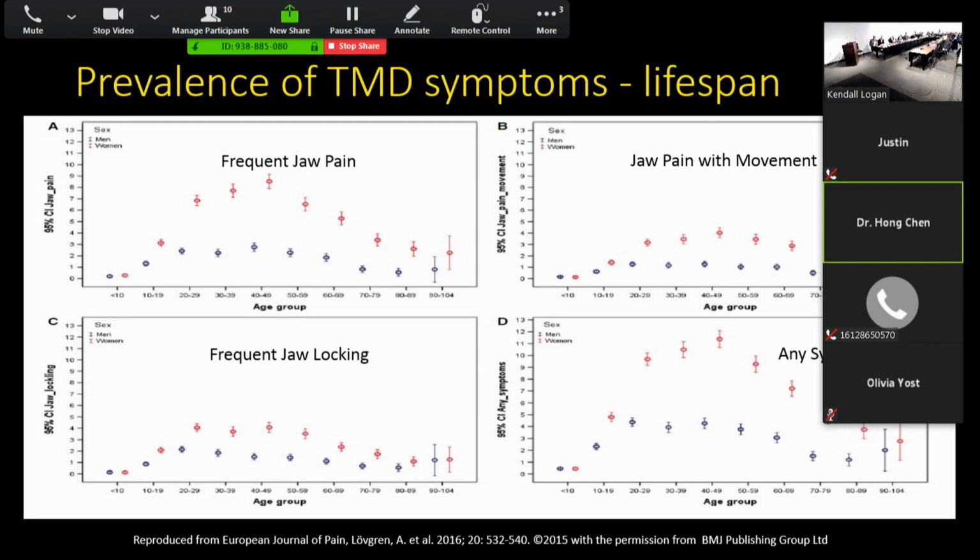These graphs show the major pain-related TMD symptoms, such as frequent jaw pain with movement, frequent jaw locking, or any symptoms. The red dots represent females, the blue dots represent males. Overall, the prevalence patterns are very similar across symptoms, but at different later stages of life, prevalence differs. Pain-related symptoms are relatively rare in early childhood. But once kids enter teenage years, problems start to increase, bloom around early adulthood, and stay high until 50, 60 years old, and then start to drop.